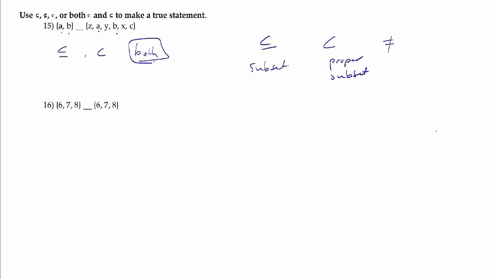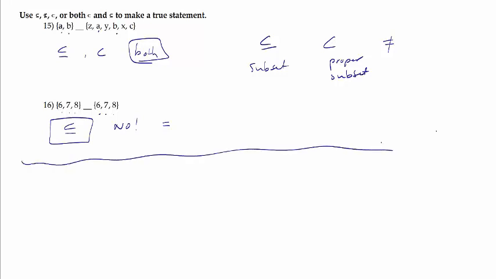For number 16, is it a subset? We said yes, because every element on the left-hand side is also an element on the right-hand side. So it is a subset. And then the other question is, is it a proper subset? And the answer is no, because the two sets are equal to each other. So the only symbol I can use in this example is subset.